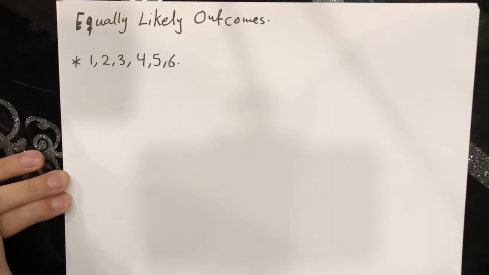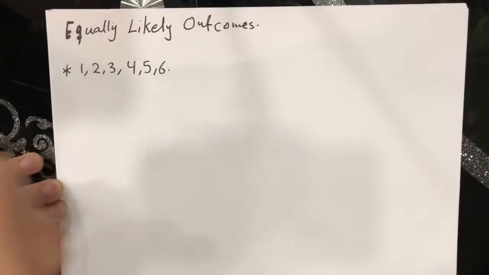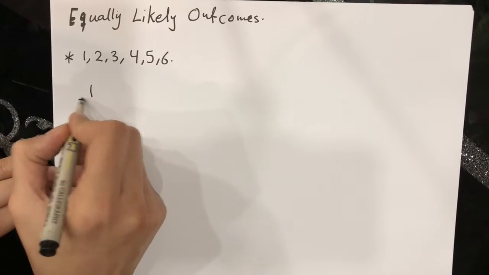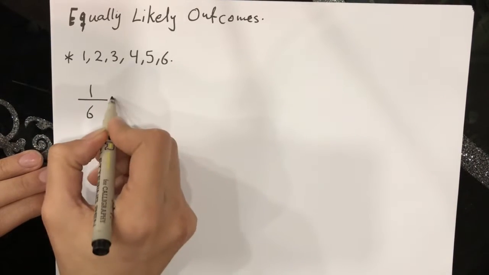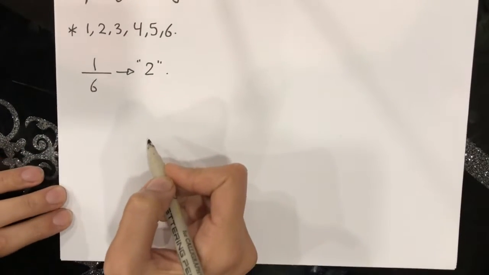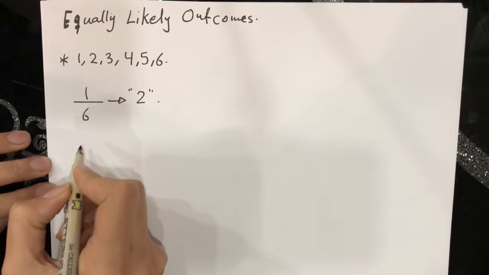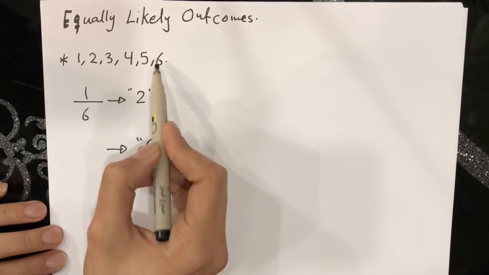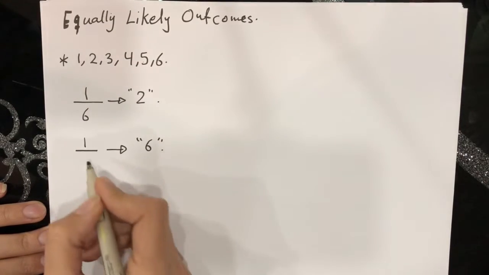Now, if I am asking you what is the probability that the number is 2, the outcome will be the number 2. You will say 2 is only one outcome, so it is 1 out of 1, 2, 3, 4, 5, 6. This is a probability that it will be the number 2. Now, if I'm asking you what is the probability of getting the number 6, you will say 6 is only one outcome out of 1, 2, 3, 4, 5, 6.